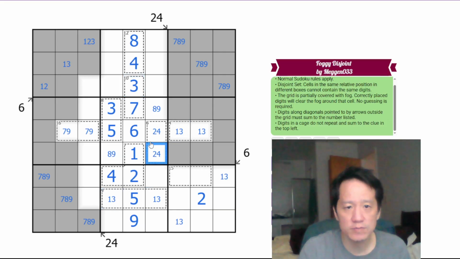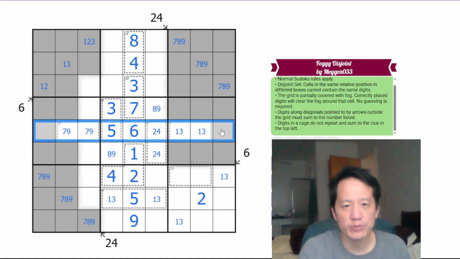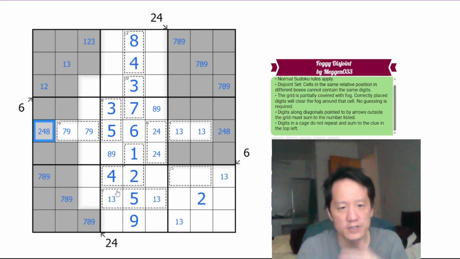Let's see. Where do we want to attack next? What are the remaining digits in row 5? It's 2, 4, or 8. So this is 2, 4, 8, 2, 4, 8.